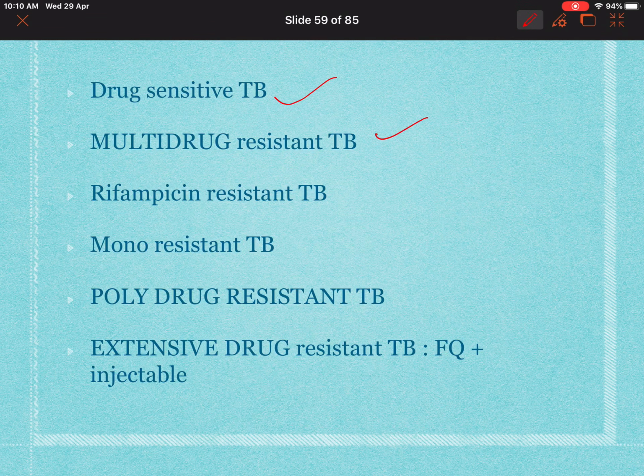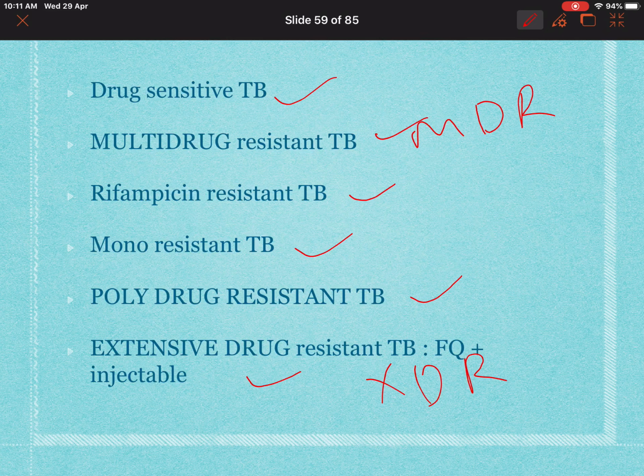Similarly, we have multi-drug resistant TB. I'll explain it in the further slides what it means. Rifampicin resistant TB, where the bacilli is only resistant to rifampicin. Monoresistant TB, where the bacilli is resistant to one of the first line drugs. Polydrug resistant TB, again one or two of the first line drugs other than isoniazid and rifampicin. We have the last category, extensively drug resistant TB, also called XDR TB. Multi-drug resistant TB is called MDR TB.